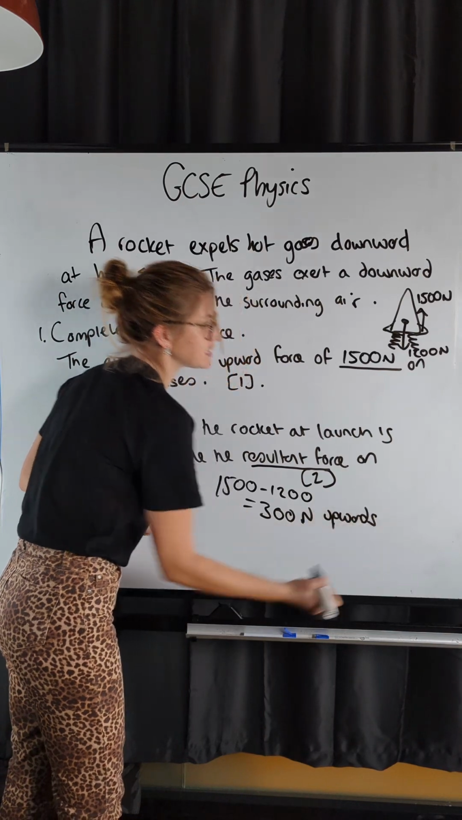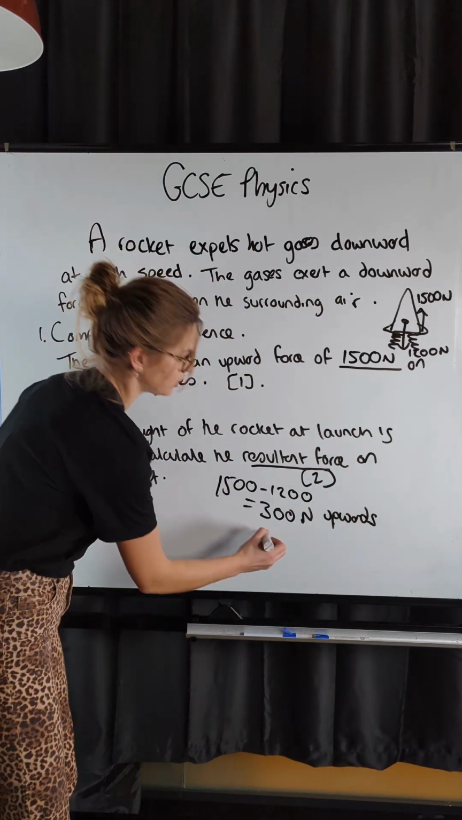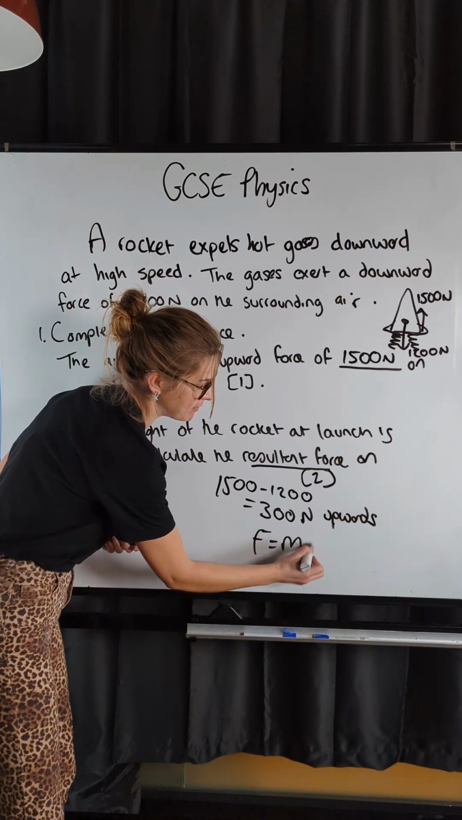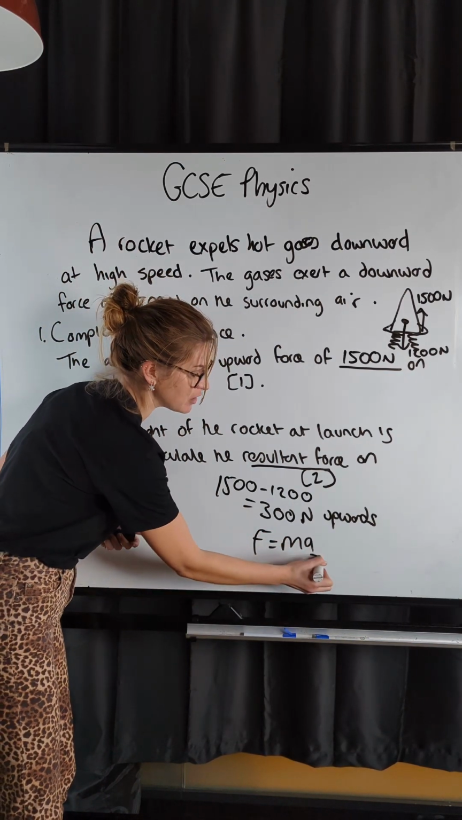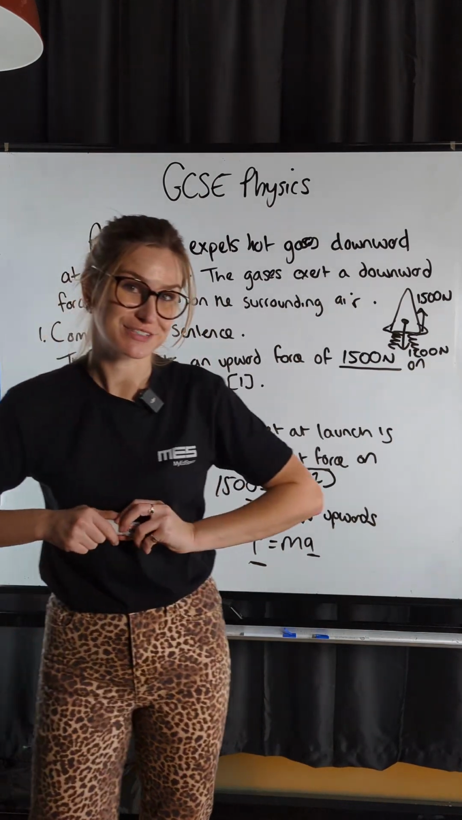Because there is a resultant force upwards, that's why it's going to accelerate, right? Remember, the equation from Newton's law is F equals ma. If there is a resultant force, it will accelerate. So that's why the rocket then takes off and moves upwards.